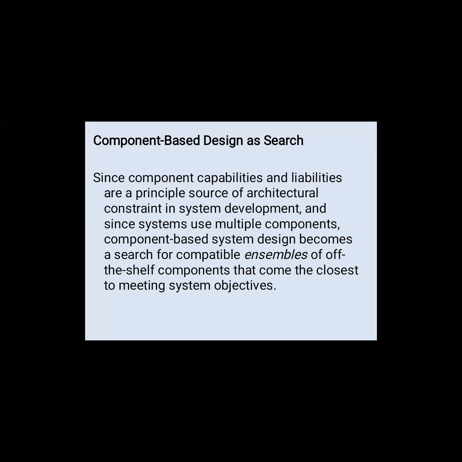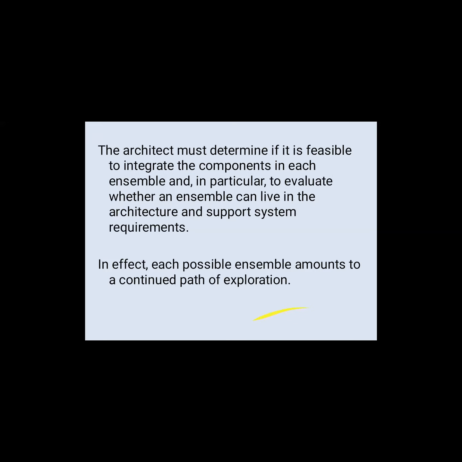So when we are developing some software architecture, these things are the main ones. Next, multiple components. When we are using multiple components, off-the-shelf components are used to meet our desired needs or objectives. Okay, the architect must determine whether the ensemble can live in the architecture and support the requirements. So then we are performing the design efficiently and the implementation also efficiently.